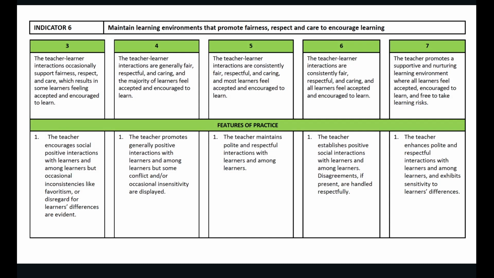So what are the features of practice for 3? As we can see here, the teacher encourages positive social interactions with learners. There is already an encouragement among the learners, but occasional inconsistencies like favoritism or disregard for learners' differences are evident. So the lowest level is that there are occasional manifestations of favoritism or disregard of learners' differences.